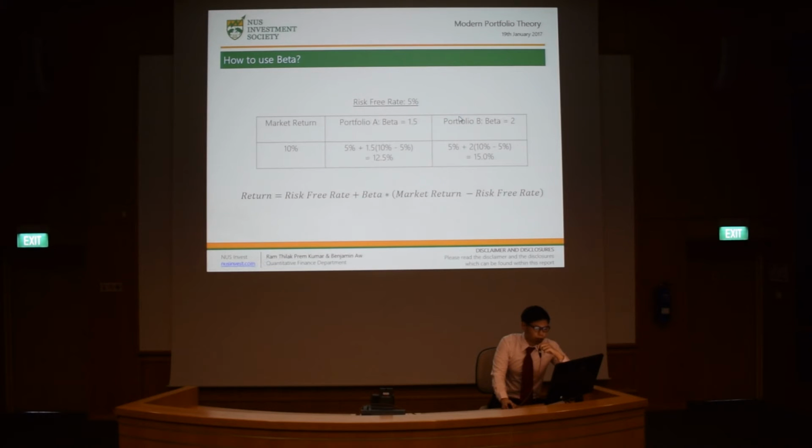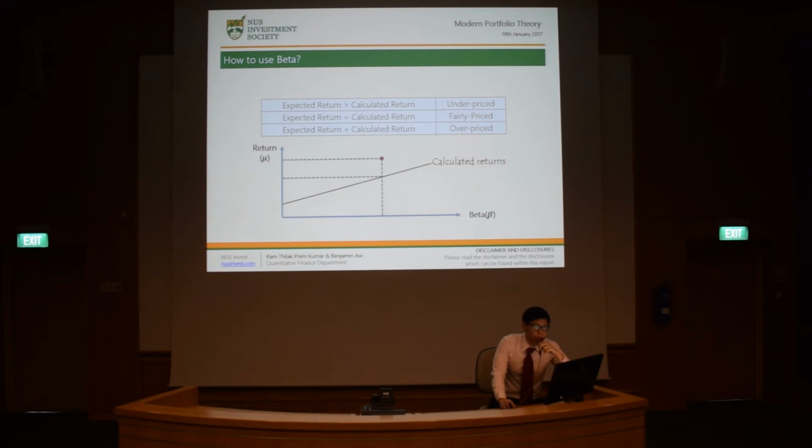So how to use beta? You have this formula as mentioned earlier. You can match your own risk preferences using the amount of beta you want. If you want higher return, you will take a portfolio with a higher beta. You can see here, if the market return is 10 and the risk-free rate is 5, the premium is actually 5%. So you get 5 plus the beta times the premium, and you get this amount. If I take in a larger beta, I will have a higher return. But you have to remember that if I have a higher return, that means I'm actually taking more risk, the risk that cannot be diversified away.